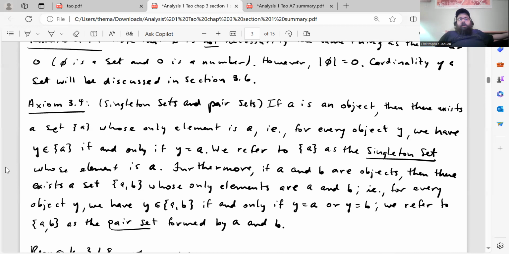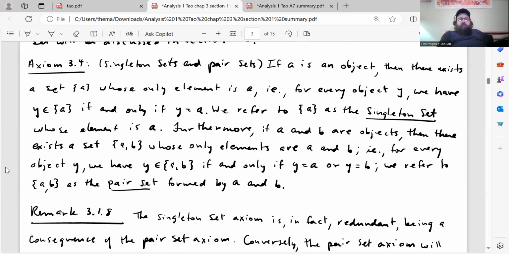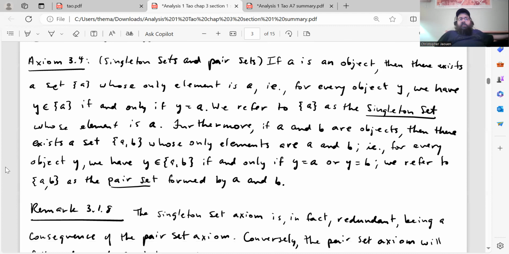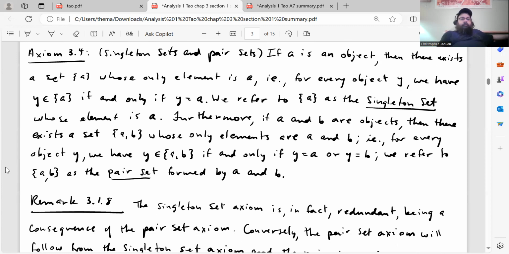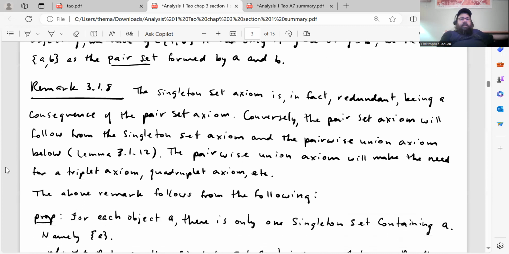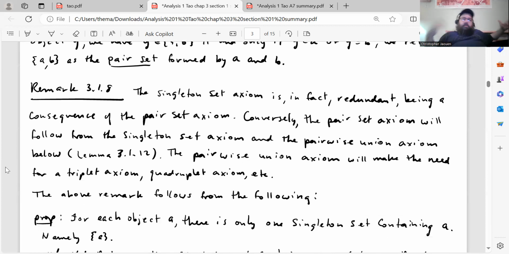Furthermore, if a and b are objects, then there exists a set, which is the pair set containing the objects a and b, whose only elements are a and b, i.e., for every object y, we have y is an element of the set containing a and b if and only if y equals a or y equals b. We refer to the pair set as the pair set formed by a and b. All right, so that axiom tells us that there exist such things.